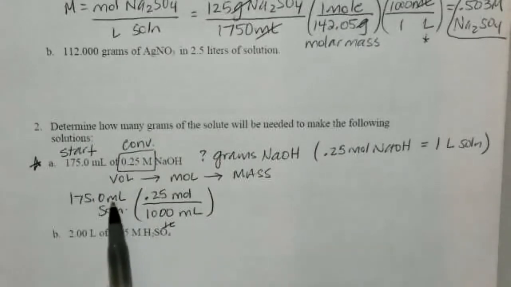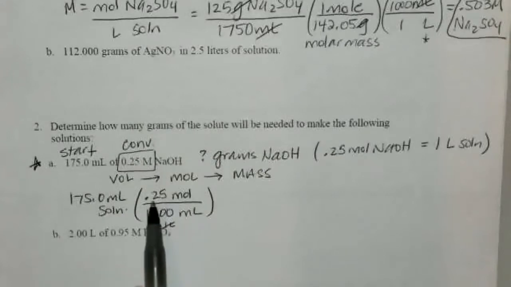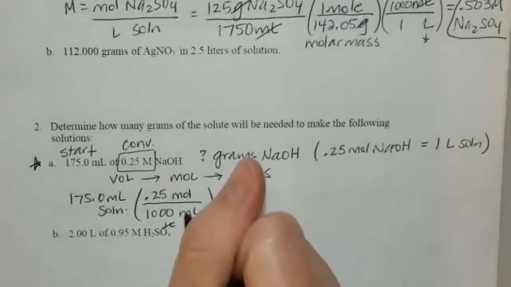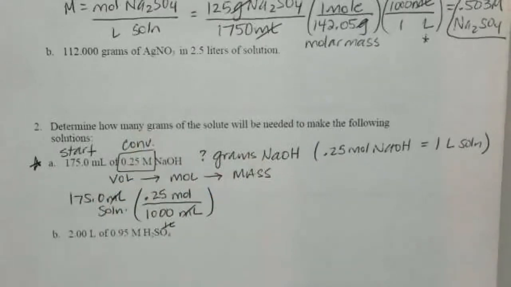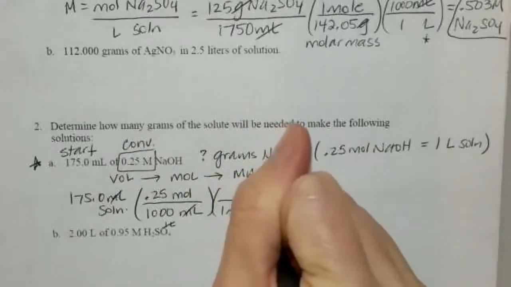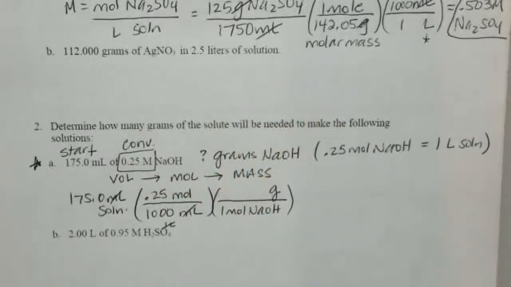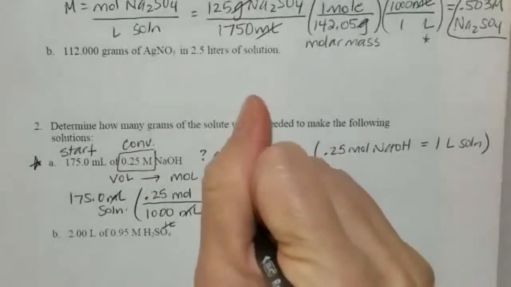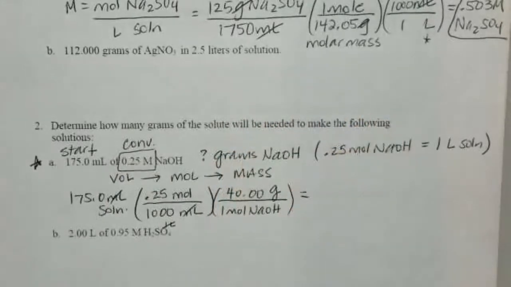All right, so milliliters on the bottom to cancel out. Molarity, though, is moles per liter. In the denominator, I'm going to put 1,000 milliliters instead of 1 liter because those are equivalent. So I've canceled out milliliters. I got to moles of sodium hydroxide. Now in this next conversion step, I need to get rid of moles of sodium hydroxide and take it to mass. And again, that's going to come from my periodic table. We're familiar with that one. 22.99 for sodium, 16.00 for oxygen, 1.01 for hydrogen. It's right at 40.00. So 175 milliliters times 0.25 divided by 1,000 and then multiplied by 40.